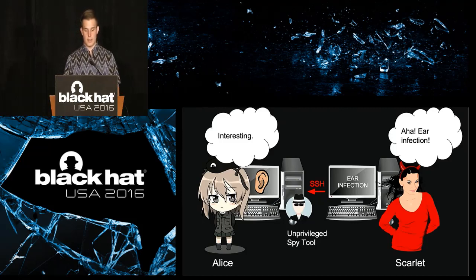How it's going to work is Scarlett is going to log in with SSH, and run an unprivileged spy tool that's going to watch Alice's web browser through a cache side channel. From the information it gleans through the cache side channel, it's going to determine which of those 3 pages Alice is visiting.